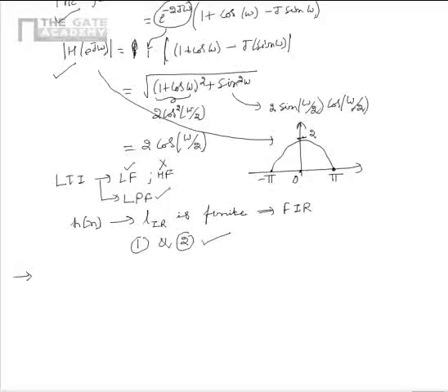Now let us consider another problem as per which it is given that there is a linear phase system whose impulse response h of n is real. It is given that one zero of the linear phase filter system is located at 1 by 2 multiplied by e power j pi by 4. We need to find the location of the other zeros.